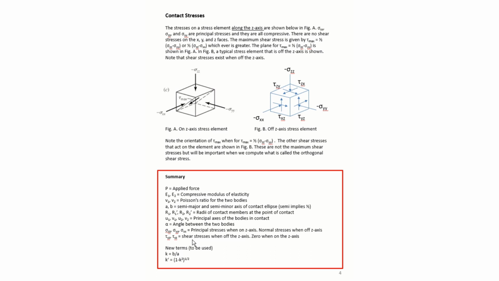And now we're going to introduce a couple of geometry terms that will help us in the stress analysis. And these are K equals B over A, where B over A are the semi-minor and semi-major axes of the contact ellipse. And then K prime is the square root of 1 minus K squared. And you will see where these expressions come in later in development of some of the equations.